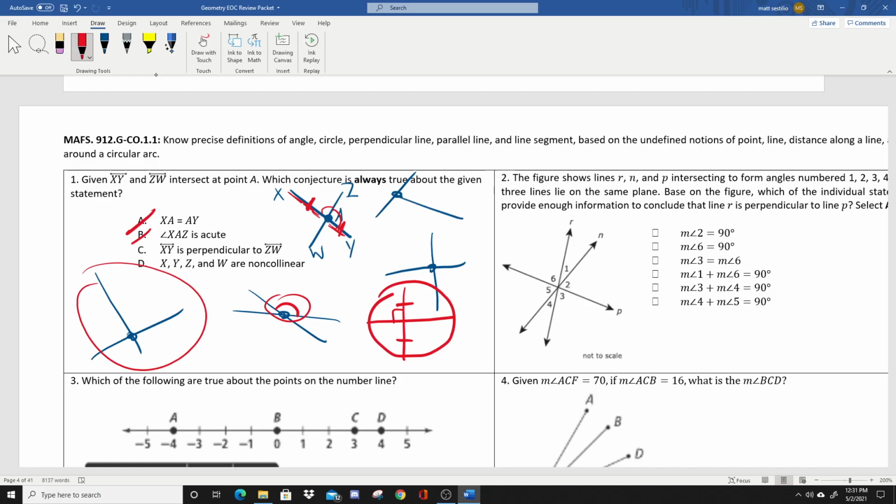So it says X, Y, Z, and W are non-collinear. What collinear means is that every point is on the same line. I can't draw a line through X, Y, Z, and W at the same time. So if this is X, Y, Z, W, there's not one line that connects all of them. So non-collinear means they're not on the same line. So that would be D.